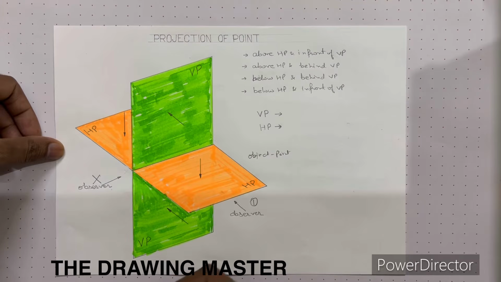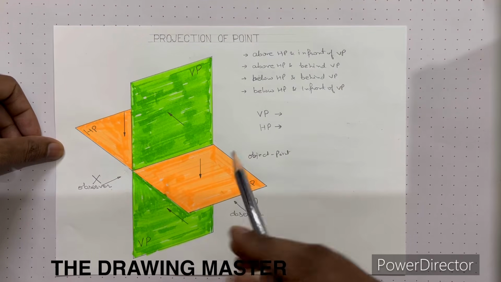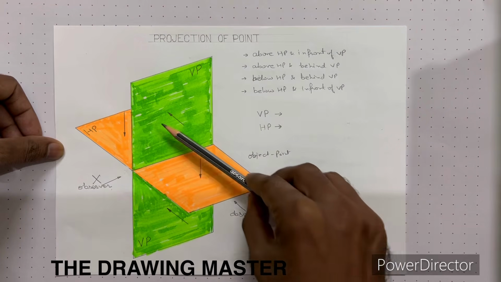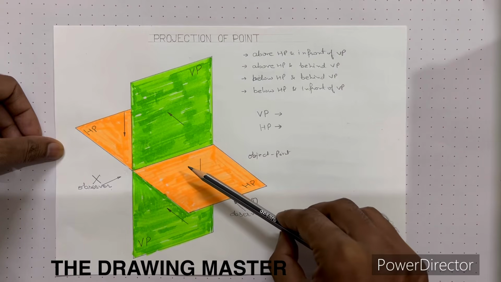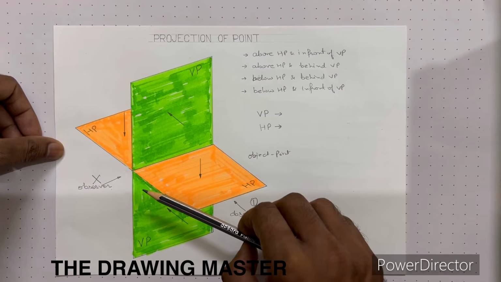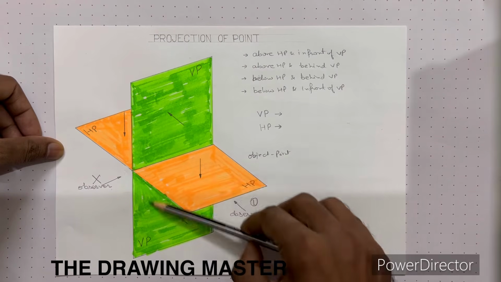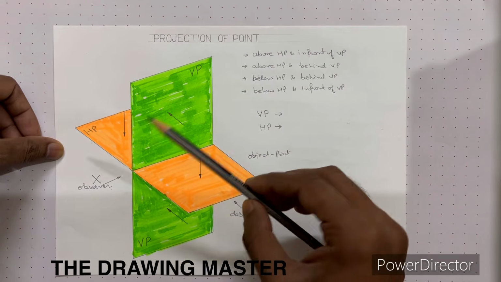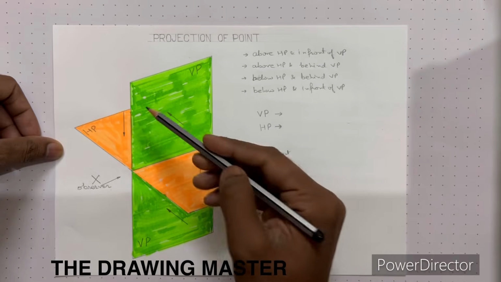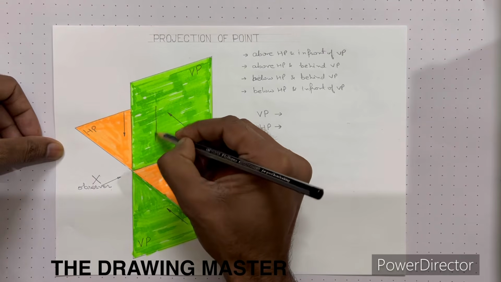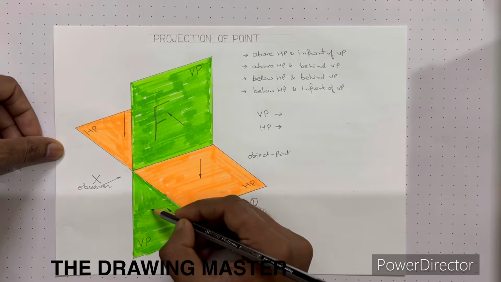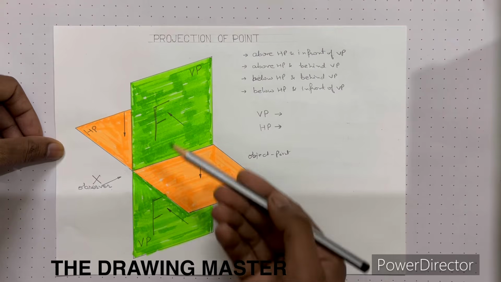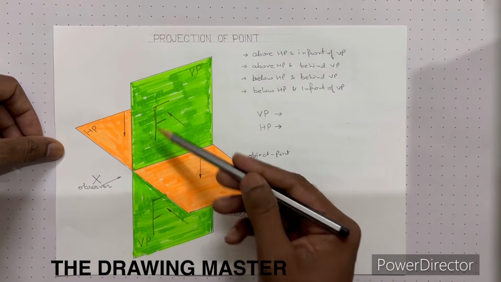Next, which plane contains the front view? For example, you are here, observer is here and object is here above HP and in front of VP. So on which plane you can see front view? Obviously on this green color. On this plane, vertical plane, you can see front view. If you want one more example, let's suppose I'm writing here F. From which direction you can see this F? Obviously from front. So VP means front view always. Just remember VP contains front view.